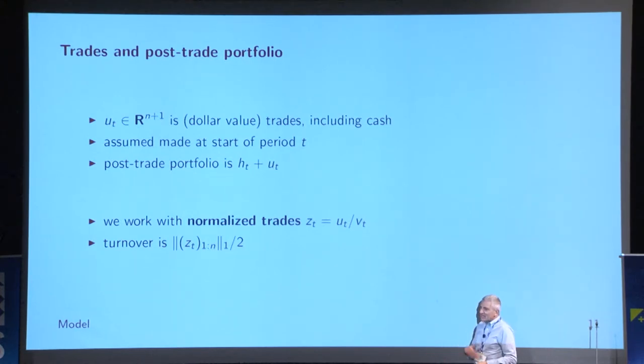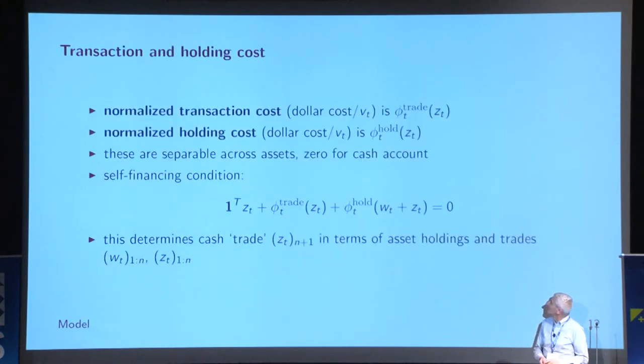And so that's just to make writing down actually the linear dynamical system that propagates things simple, right? So we'll call the post-trade portfolio HT plus UT. And we'll work with the normalized trades. So we'll take that's the cash trade vector, and we'll divide that by the actual value, and that'll be the normalized trades, okay? And the turnover then is simply the sum of the absolute values of the buys and sells on the risky asset, right? So that's, I mean, there's other definitions as well. Okay.